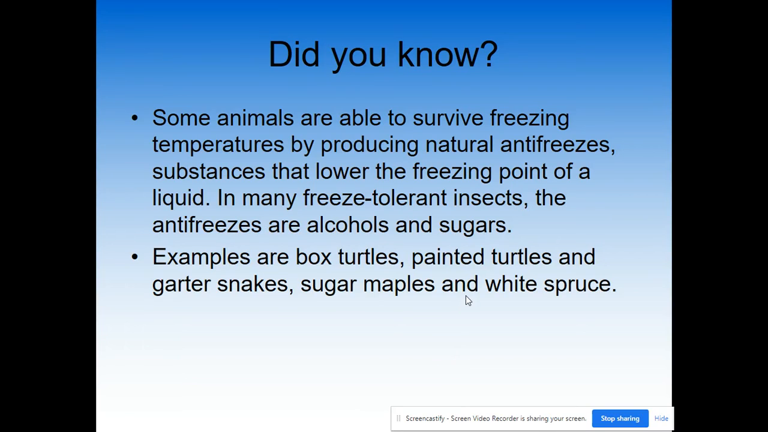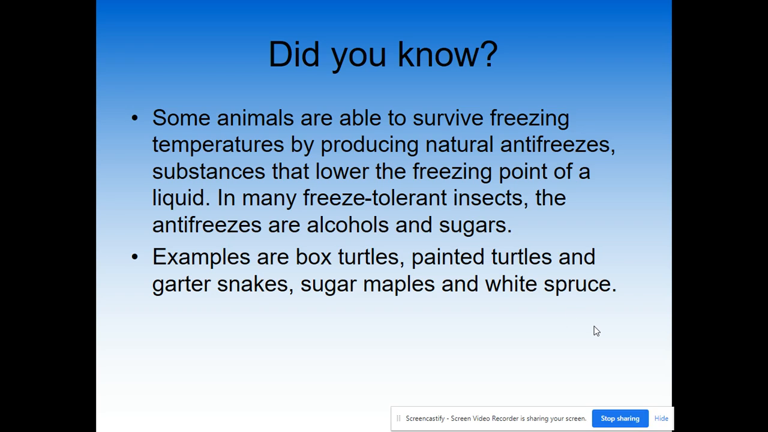Okay, so today I want to go over something called colligative properties. Before I go over this, I just want to go over some applications of this in nature. When it gets really cold outside, we see that some animals are able to survive during the long winter. And also we think about trees. Trees are also able to survive very cold temperatures.